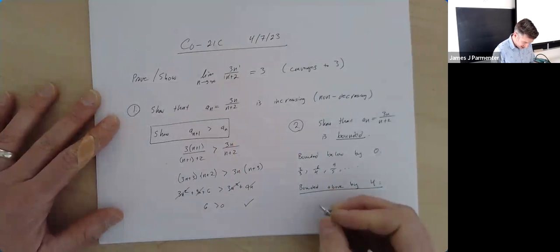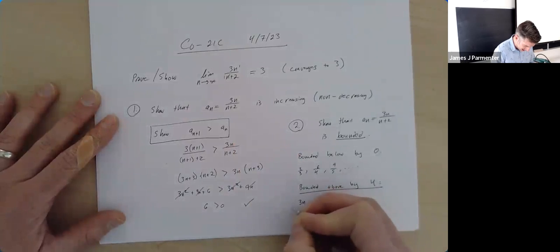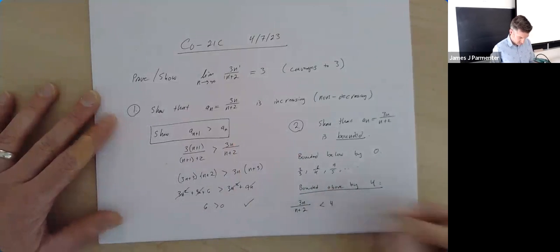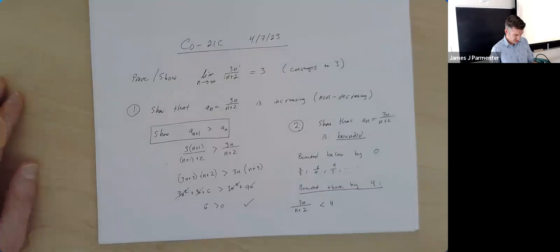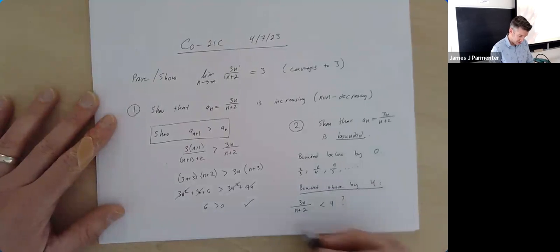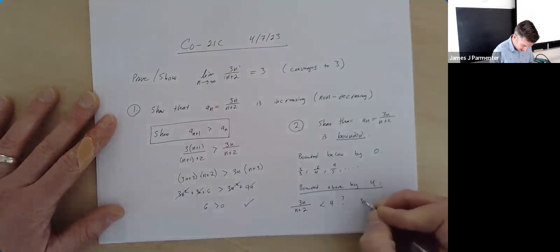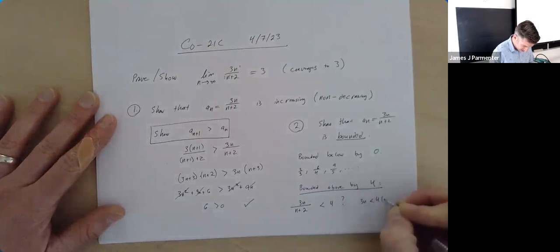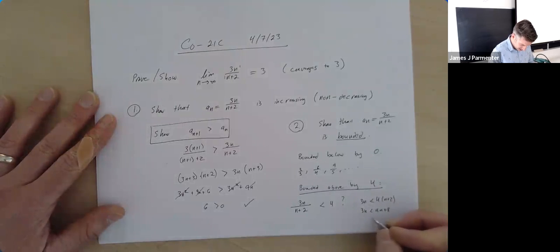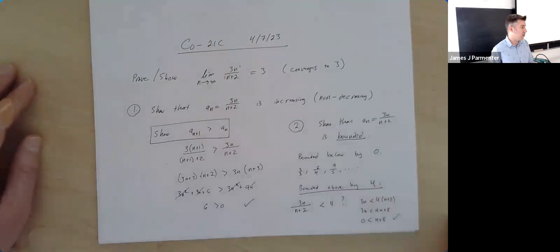Well, what I'm really saying is that my sequence, no matter what n is, 3n over n plus 2 is less than 4. True? Probably. Let's multiply both sides by n plus 2. So is 3n less than 4 times n plus 2? Is 3n less than 4n plus 8? Yeah, I think it is, because I'm going to just subtract 3n and say, yeah, n plus 8 is definitely bigger than 0. And that checks out.